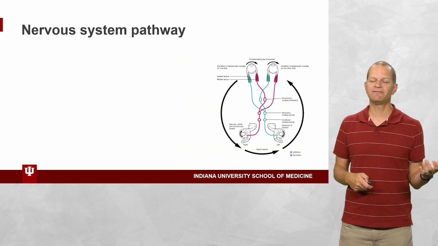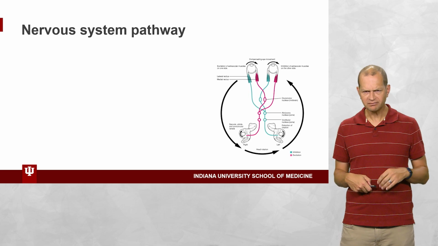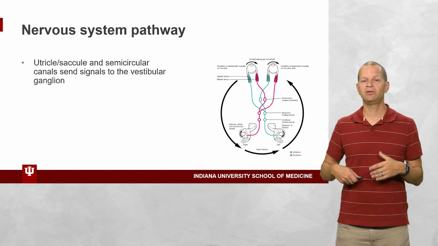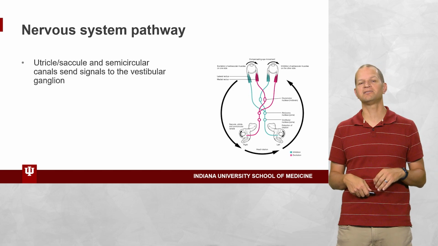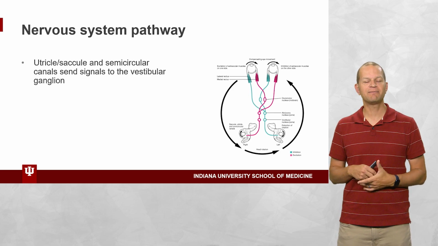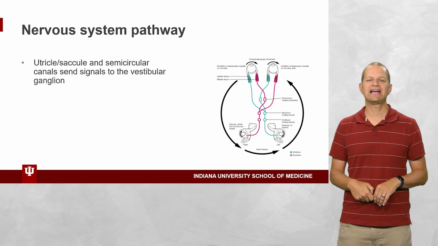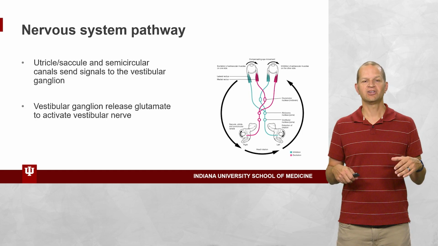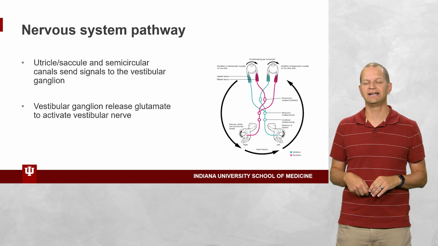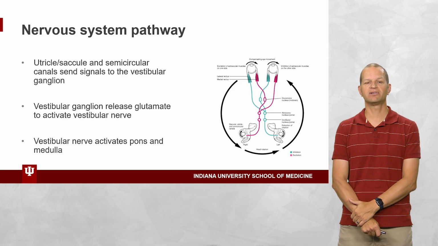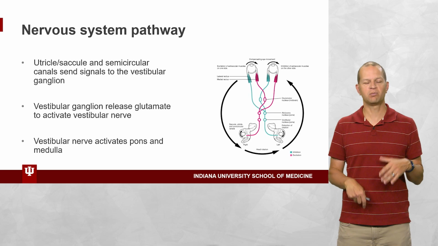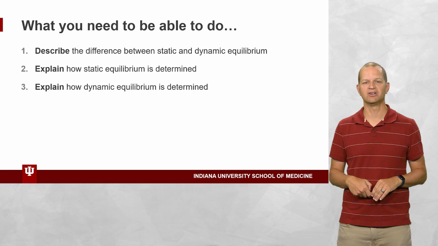Ultimately, we need this information from both of these types of sensory receptors to get to our brain so we can interpret it. And so the utricle and saccule, as well as the semicircular canals, send signals to the vestibular ganglion. And for those of you that have had anatomy, you can probably guess which nerve is going to be activated or that we're going to send signals on. So the vestibular ganglion releases glutamate. We talk about glutamate a lot with special senses. This activates the vestibular nerve, and ultimately the vestibular nerve communicates with both the pons and the medulla so that your brain knows where your head's at and where your head is going.